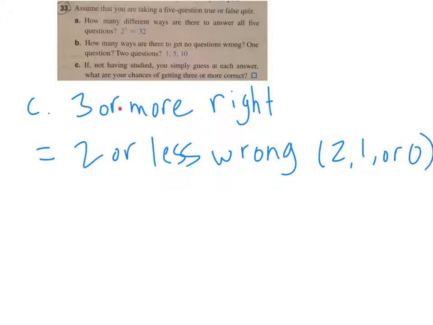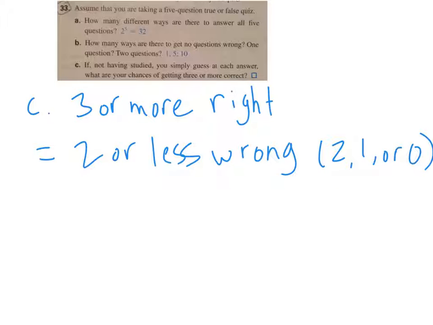Getting 3 or more right is actually the same thing as getting 2 or less wrong. Right, because if you get 3 right, since there's 5 questions, getting 3 right means you got 2 wrong. 3 or more right means you could also get 4 right, which means you get 1 wrong. And 3 or more right also means you could get all 5 right, which means you get none wrong. So 2 or less wrong actually means we could get 2 wrong, 1 wrong, or 0 wrong.